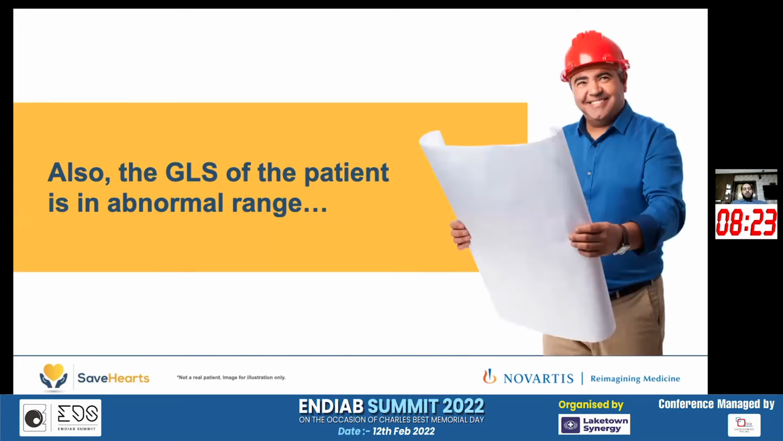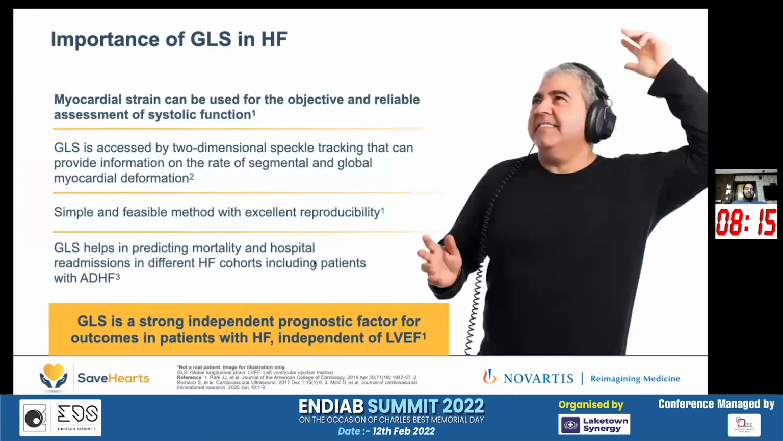There's another parameter on an echo, and many of our people who have logged in may not be echocardiographers, but echocardiography has moved long ahead, and what we look at is also the global longitudinal strain pattern in patients with heart failure. This strain pattern is used as a reliable and objective method to assess systolic function. Speckle tracking is done, and this provides information on the segments. So I think this is something that is more relevant to people who are doing echoes.